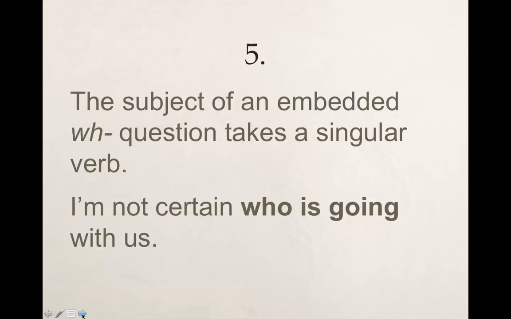The subject of an embedded WH question takes a singular verb. Okay, so this who is the subject, and this is always going to be is. I'm not certain who is going with us. I wouldn't say who are going with us.